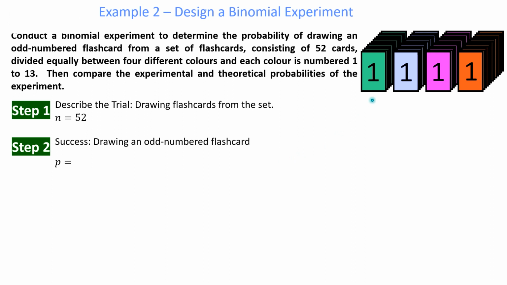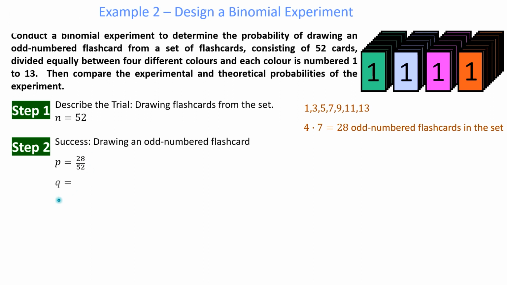So if you look at this pink set of cards, they're numbered from 1 to 13, and these are the odd numbers, and there's 7 in total. So for each of these colours, there's 7 odd-numbered cards. So we'll do 4 multiplied by 7 to give us 28 odd-numbered flashcards in the set. So to work out the probability of success, theoretically would be 28 out of 52, which I've written here.